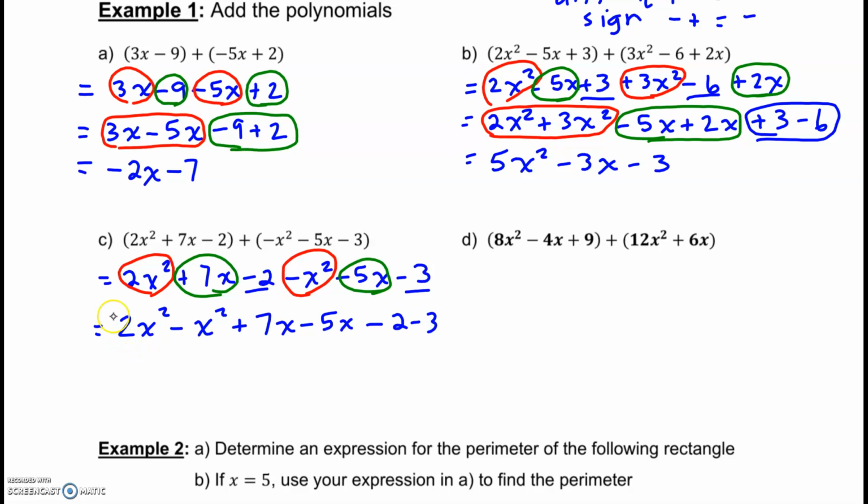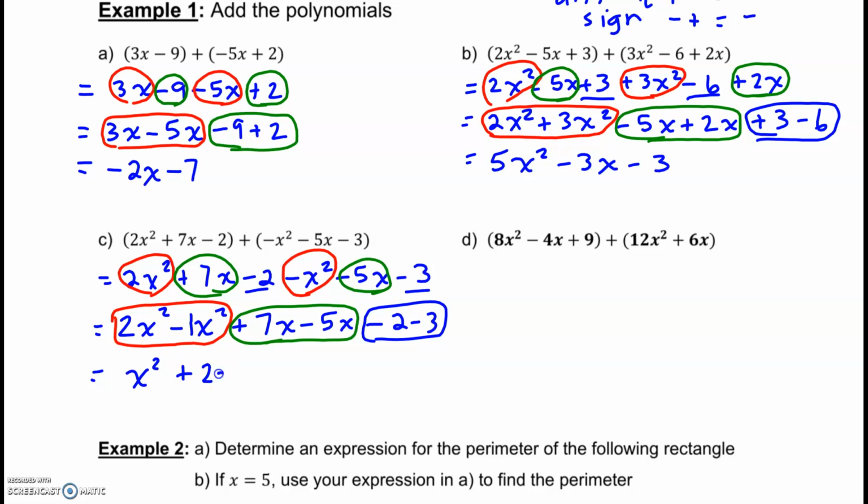All right, now we're going to put our like terms together. Okay, and get the answer for each. So 2 minus, now there's no number here, we know there's an invisible 1. 2 minus 1 would be 1x squared. 7 minus 5 is a positive 2x. And negative 2 minus 3 is a negative 5.